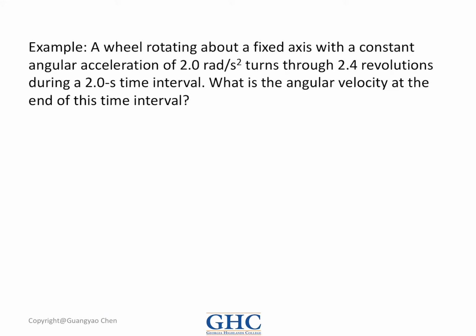So let's see one example. We have a wheel rotating with a constant angular acceleration of 2, so the angular acceleration is 2 radian per second squared, and it turns through 2.4 revolutions in a 2-second time interval. So t is 2 seconds.